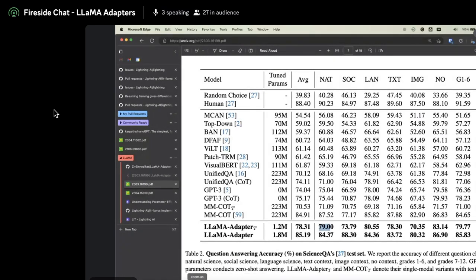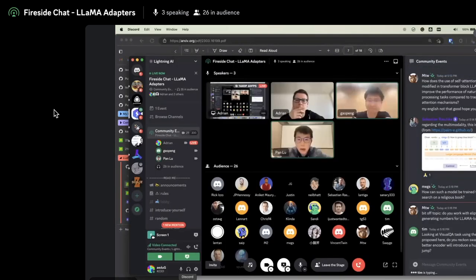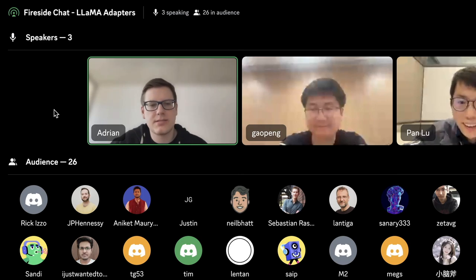So a good enough model can also answer these questions. This is another reason we chose ScienceQA, because we hope our model is generalized enough to different questions with different formats, domains, and contexts. So that's the reason why we chose the ScienceQA dataset. Pen, do you have anything to comment? No, I think that's a straightforward answer.